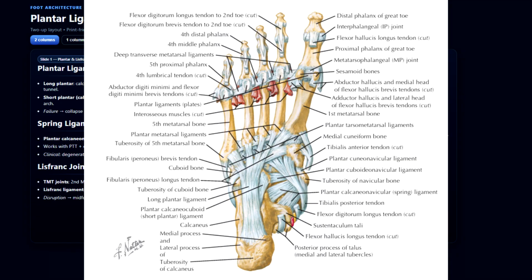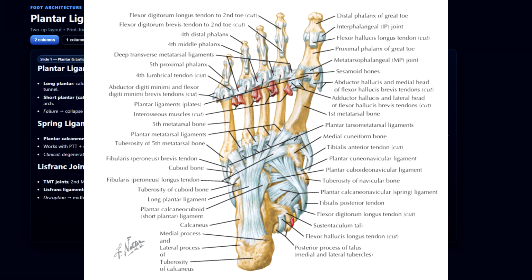The plantar ligaments and the architecture of the foot. Looking at the figure, we immediately notice the long plantar ligament and the short plantar ligament, also known as the plantar calcaneocuboid ligament. These two structures are essential to maintaining the lateral longitudinal arch of the foot. The long plantar ligament stretches from the calcaneus to the bases of the metatarsals, bridging over the peroneus longus tendon, which runs underneath it. This anatomical arrangement is not accidental. The ligament acts almost like a tunnel, guiding and protecting the peroneus longus tendon as it crosses the sole of the foot to insert on the base of the first metatarsal and the medial cuneiform.